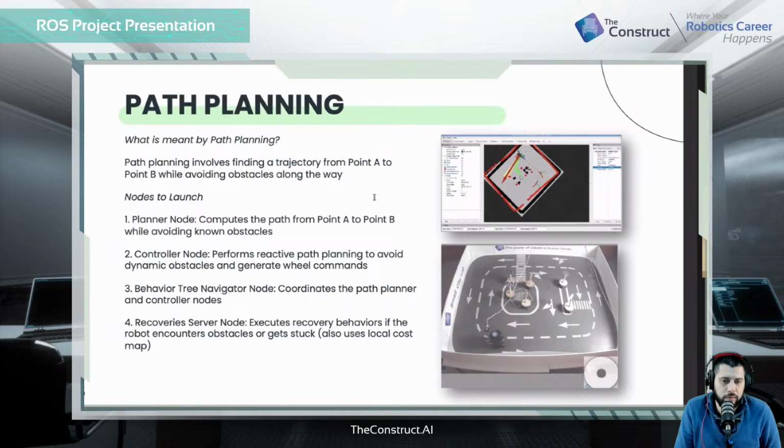The behavior tree navigator node coordinates the path planner and controller nodes, and it also allows flexibility in navigation tasks. It simplifies robot behavior when, for example, recovery, backup, spin. And the recovery server node executes the recovery behaviors if the robot encounters an obstacle or gets stuck. Many of the times it waits for the robot to stop its movement, and then the recovery happens. The recovery basically uses the local cost map, which we'll be looking into in a bit.